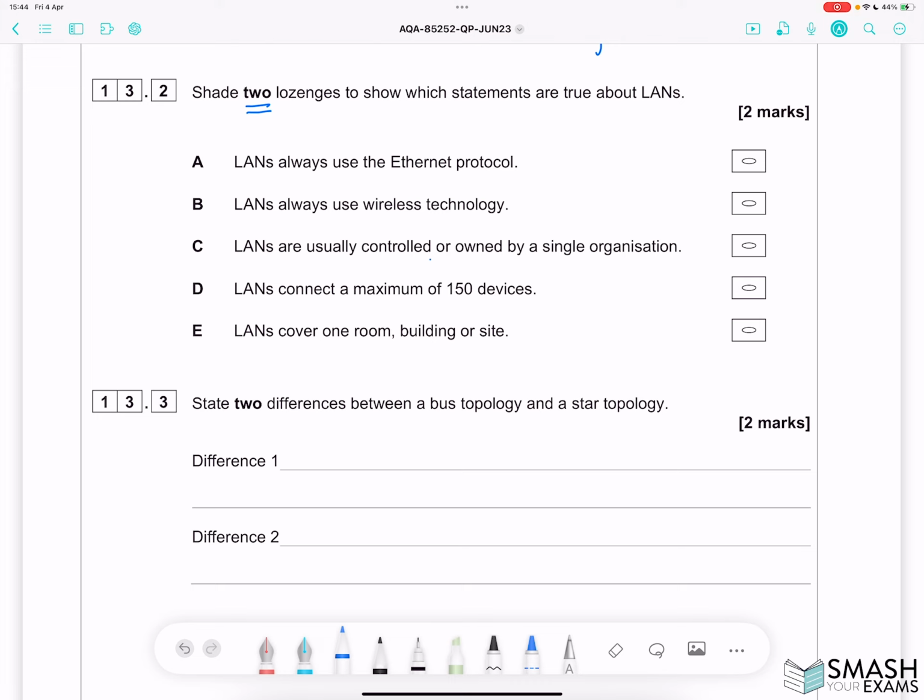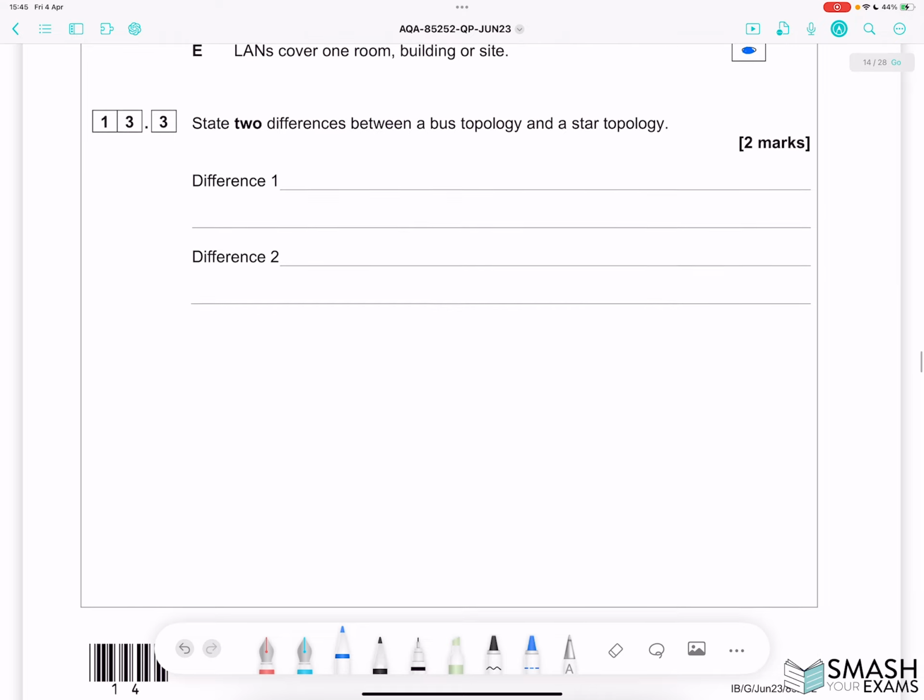LANs are usually controlled or owned by a single organization. Now, we know that is true. We just said the opposite for a WAN before, didn't we? LANs connect a maximum of 150 devices. Nope, you will have more than that connected in your school, no doubt. And LANs cover one room, building, or site. Yes, that is definitely true. Because it could be a house, a very small office. It could be a school site, for example, or a small business. So you've got 2 there, feeling very confident that we've got them both correct.